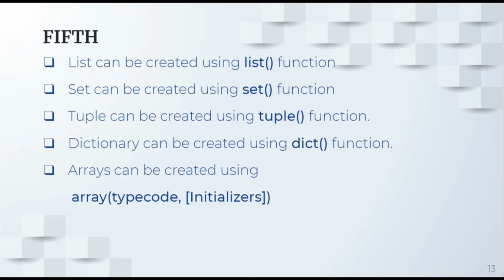Next, fifth. Okay, so here I have mentioned all the respective functions by which they are created. So this is very common. For creating a list, you have to use list, then round brackets. Then for sets, it is set, then round brackets. For tuples, it is tuple, then round brackets. For dictionaries, it is dict, then round brackets. And for arrays, it is the array keyword, and then the data type, and then all the elements.